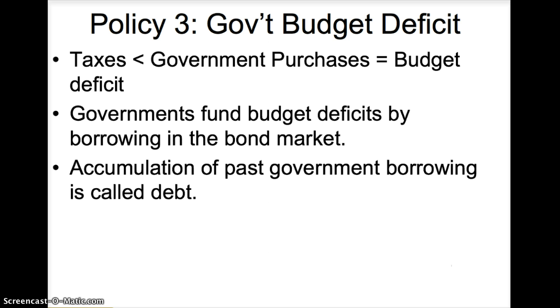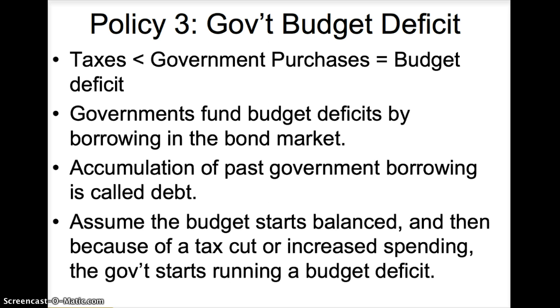Accumulation of past government borrowing is called debt. Let's assume that the budget starts off balanced. Then, due to a tax cut or increased spending, the government starts running a budget deficit.